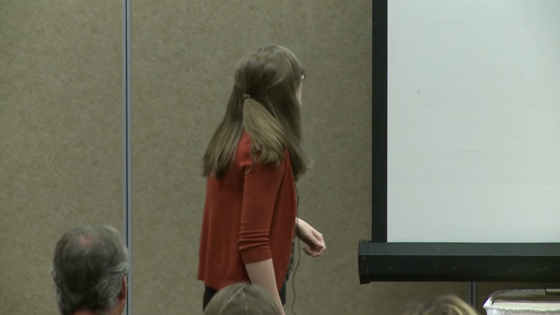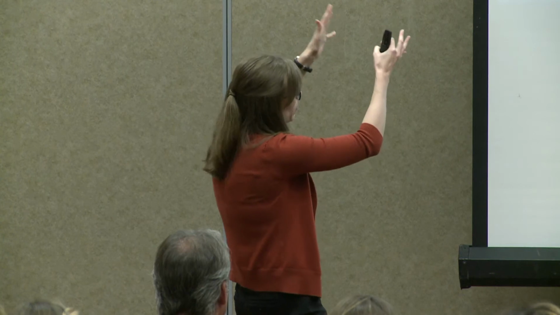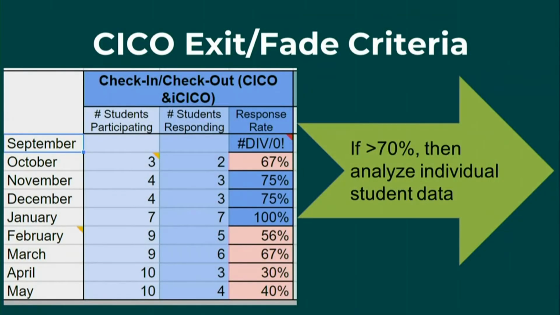Okay, so let's look at our exit criteria then. The first thing that we look at, we don't always use it efficiently, but something we do look at in our meetings is we track the number of students on an intervention and the number of students responding to that intervention. So each of our interventions has a spreadsheet like this, or it's all on the same spreadsheet, but a grouping like this. And you can see the number of students that are participating and then our response rate. And again, we're looking for above 70%.